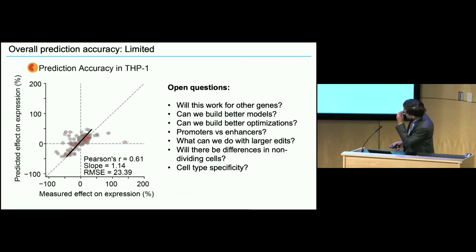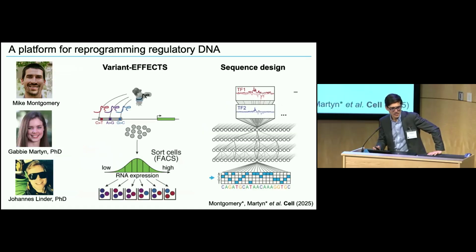So there's a lot more to do here to figure out how to improve the models and how to improve the design procedure. Will it work differently to edit promoters versus enhancers? We're interested in digging into this further. But for now, we have an initial platform combining this variant effects experimental method with sequence design that we think will be really useful for exploring this.